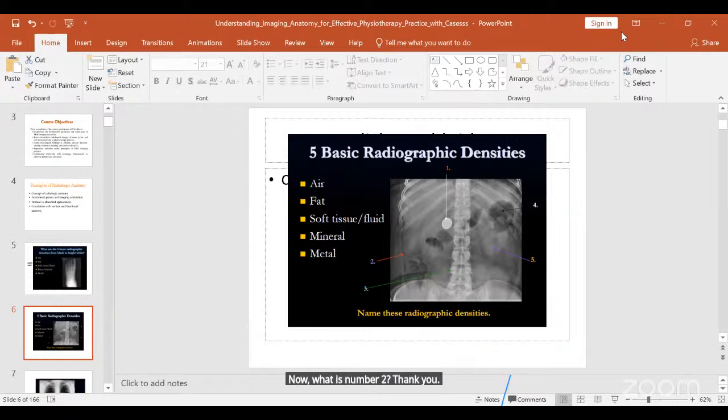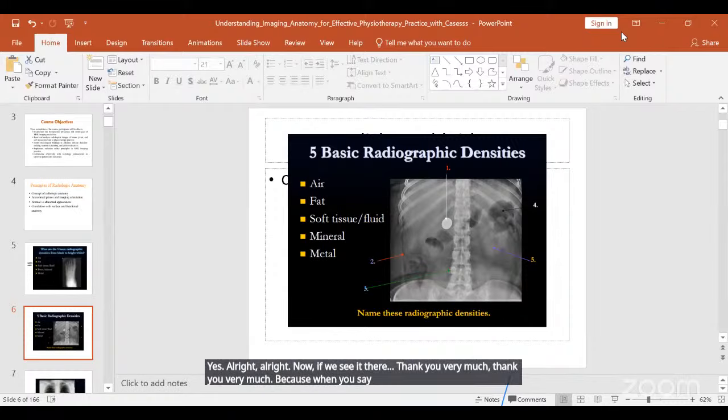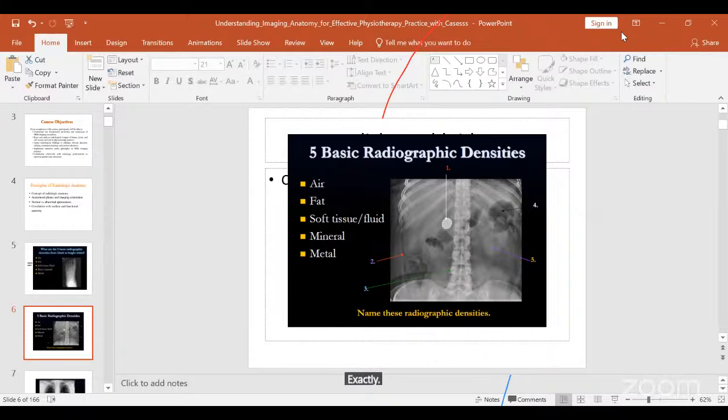Number 2, what could it be? Number 2 could be air. Yeah. All right. Now, I'm thinking number 2 is fat. Thank you very much. Because when you say air, what air could it be in this region of the abdomen? Exactly. Are we together? But we know this is a subcutaneous region, and subcutaneous tissue has a fatty outline.